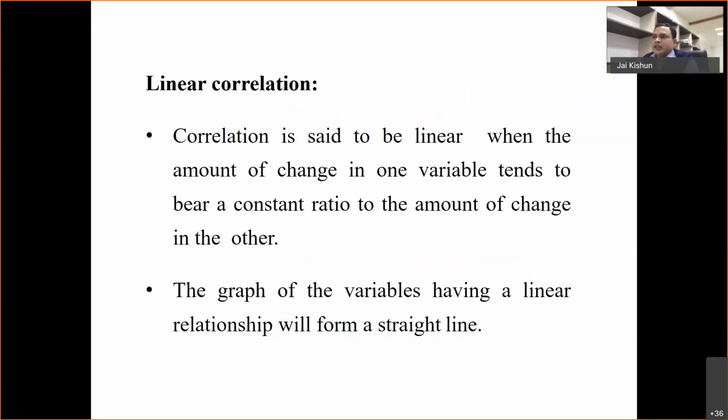Now coming to linear correlation. Correlation is said to be linear when the amount of change in one variable tends to bear a constant ratio to the amount of change in another variable.